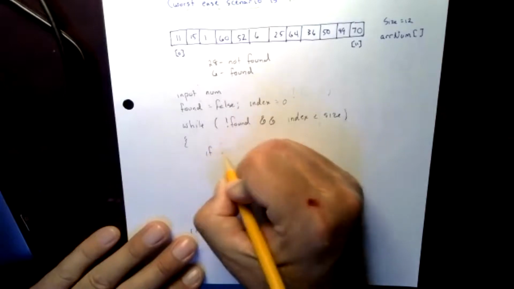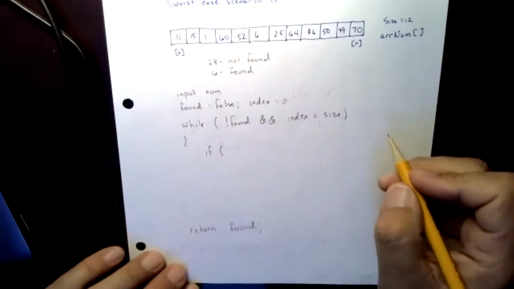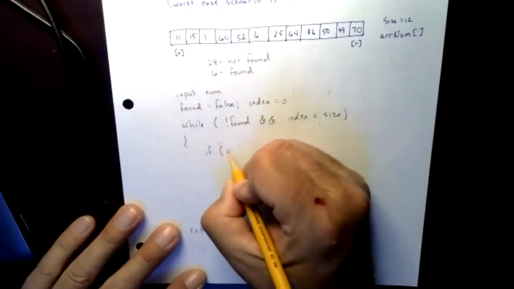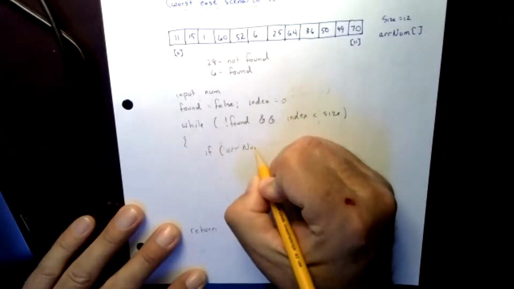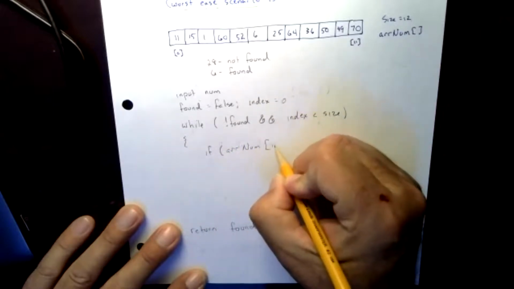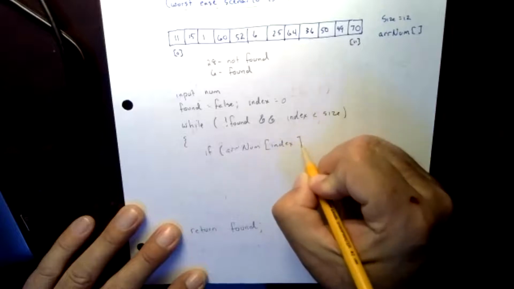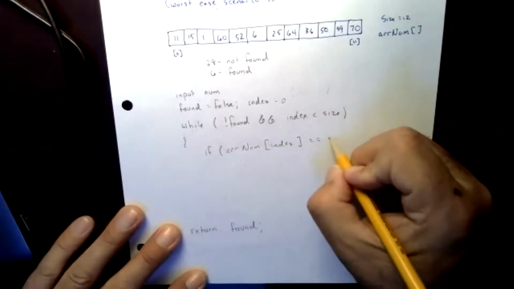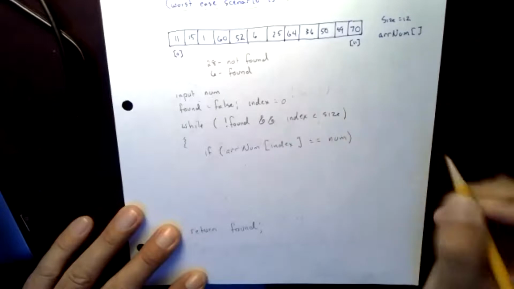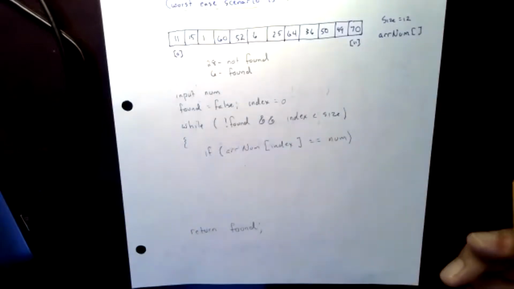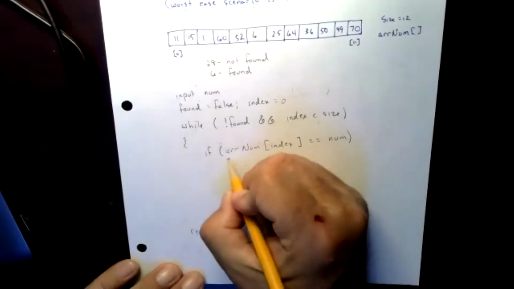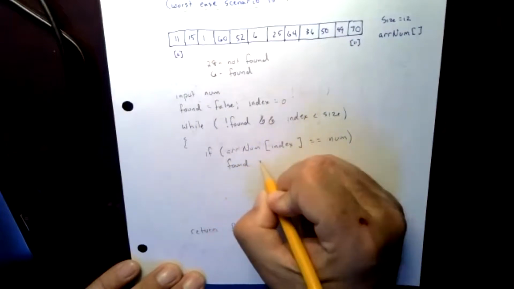You want an if statement, with your array at the index, checking to see if it's equal to the value. If it equals num, okay, then what? Found equals true.